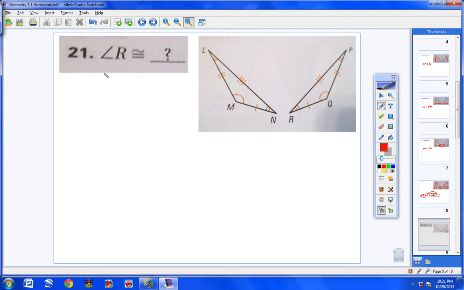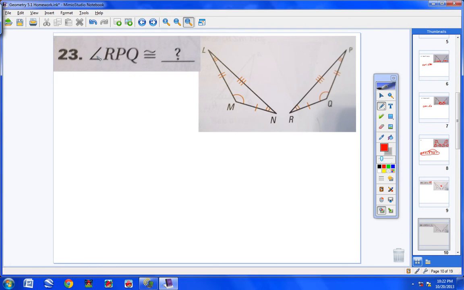And let's take a look at number 21. Notice that these two angles are congruent, and that's given to us in the directions. It says triangle LMN is congruent to triangle PQR. So angle R is congruent to what angle? Well, here's angle R. It has 2 slashes, and angle N has 2 slashes. So angle R is congruent to angle N. Okay? Let's take a look at number 23.